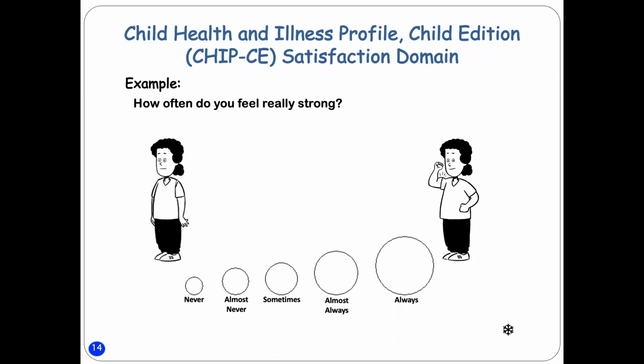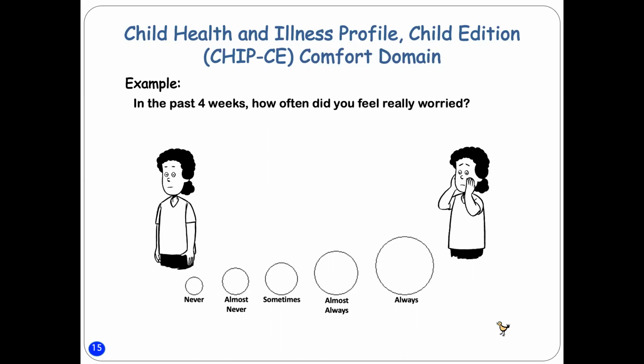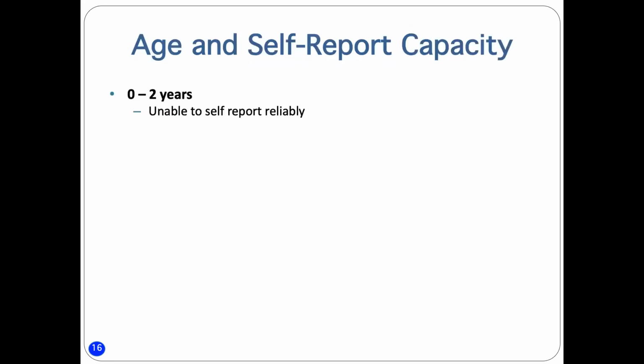But what we do know, and this is probably true for both kids and adults, is that more than 5 response categories is probably too much for people to handle cognitively. So some of these questionnaires with 9, 10 response categories, it's really a false sense of precision when you have that many response categories. Here's another one. How often did you feel really worried?